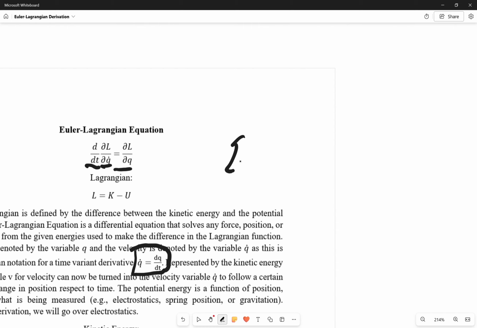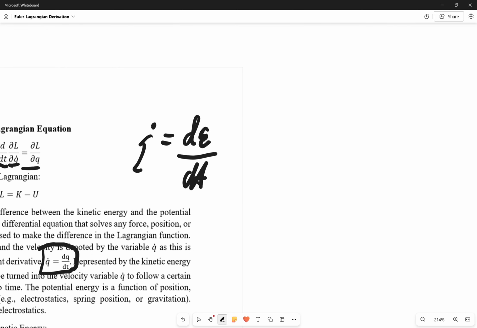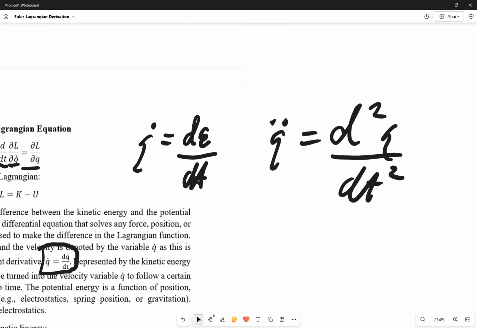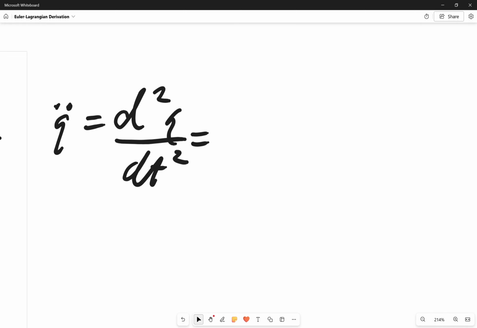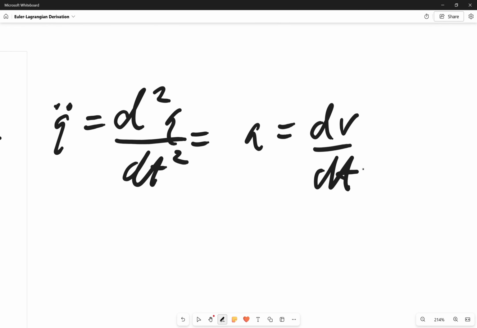Now, as q dot represents the time variation of q, if we have q double dot, it should represent the second-order time differentiation of q. Now, as q is the position, it means that this second-order time differentiation should represent the acceleration, as acceleration is also the time derivative of velocity.